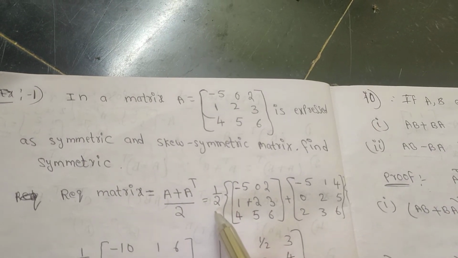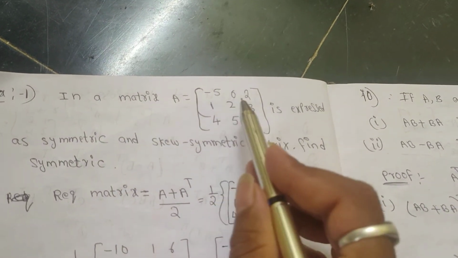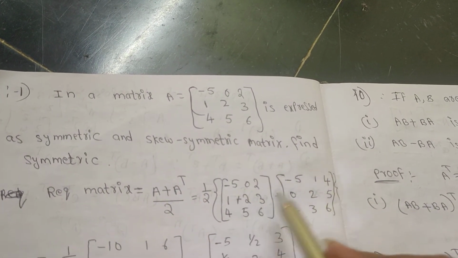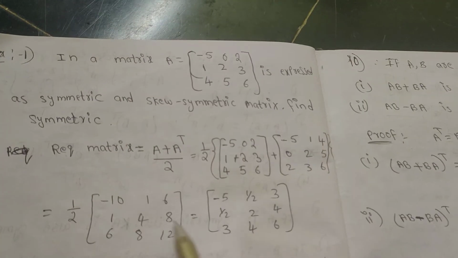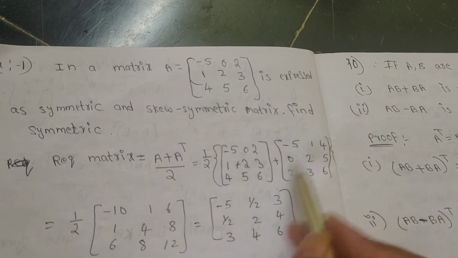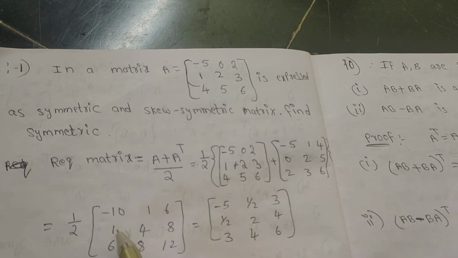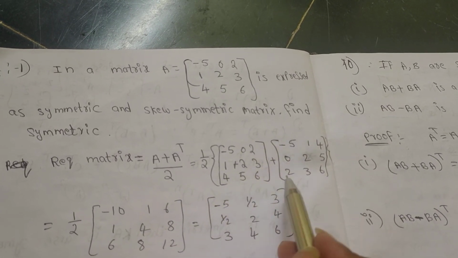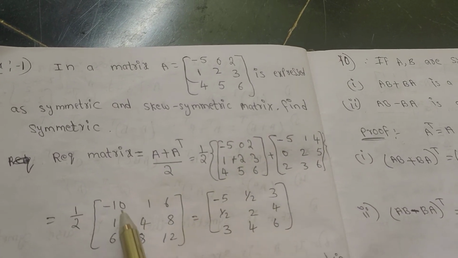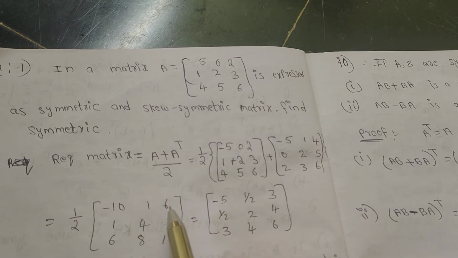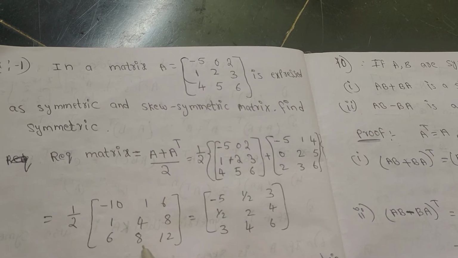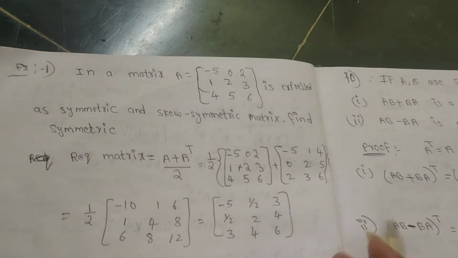So 1 by 2 you write outside and write A plus A transpose. Here A is [-5, 0, 2; 1, 2, 3; 4, 5, 6] and A transpose is its transpose. Okay, now we add these two. So 1 by 2 into: minus 5 plus minus 5 is minus 10, 0 plus 1 is 1, 2 plus 4 is 6; 1 plus 0 is 1, 2 plus 2 is 4, 3 plus 5 is 8; 4 plus 2 is 6, 5 plus 3 is 8, 6 plus 6 is 12. So multiply 1 by 2 inside: minus 10 by 2 is minus 5, 1 by 2 is 1 by 2, 6 by 2 is 3, 4 by 2 is 2, 8 by 2 is 4, 6 by 2 is 3, 8 by 2 is 4, 12 by 2 is 6. So this is the matrix we need.